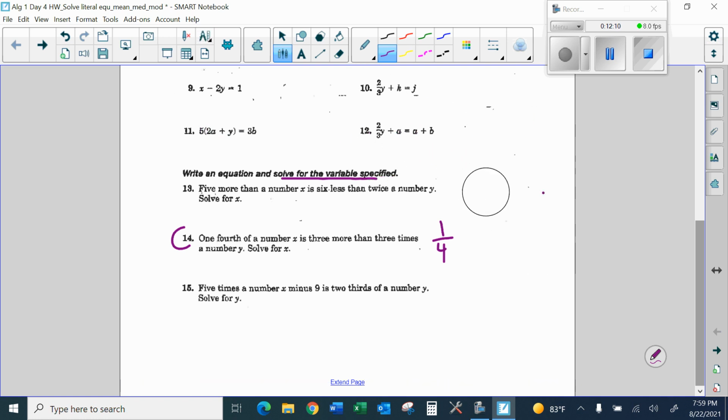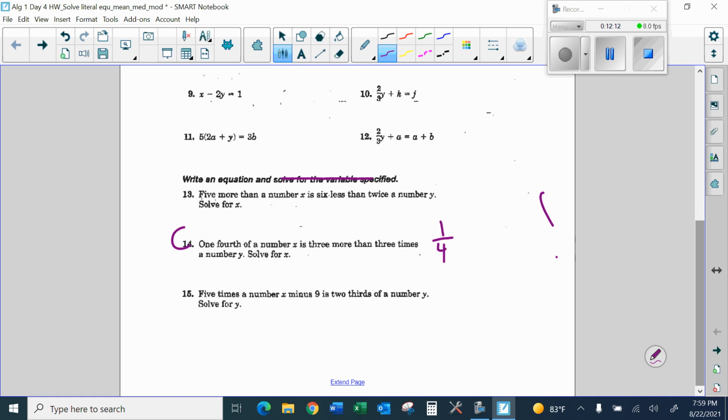All right, so here we go. 1/4 of a number. Of, remember, means times. A number x. So 1/4 of x, okay, is, what's is mean in math? Equals. So I want to see those symbols right like this.